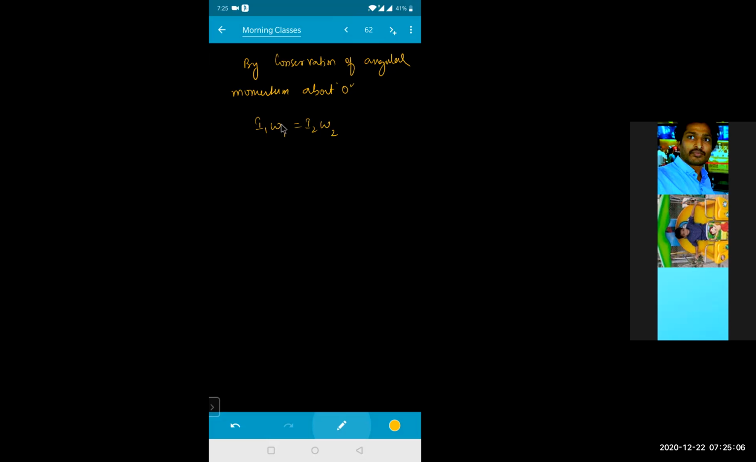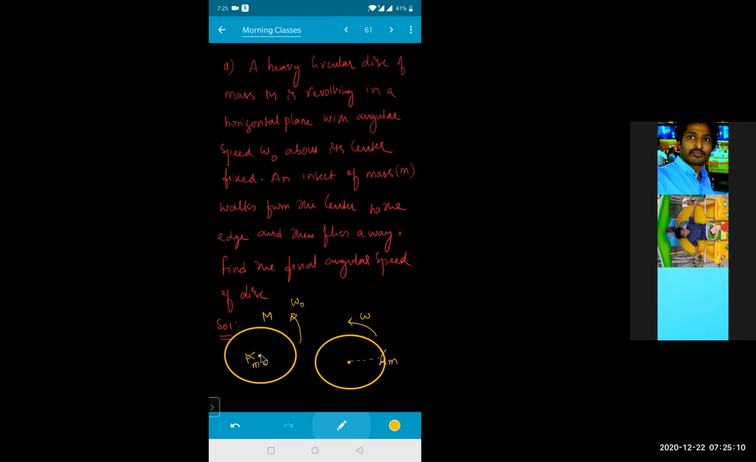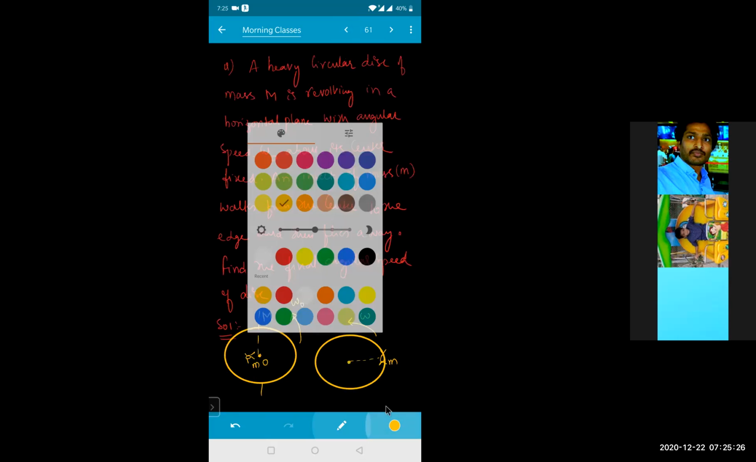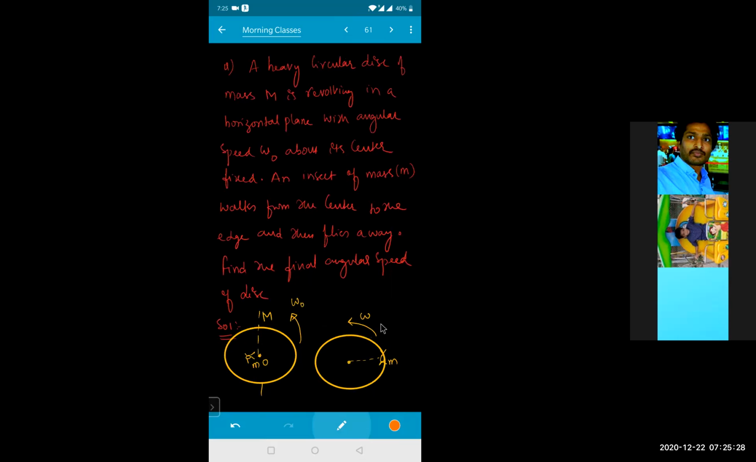Be careful here. What is the moment of inertia of the disk when the mass is exactly at the center? Moment of inertia about the center and perpendicular to the plane is M r square divided by 2. The initial angular velocity is omega naught. I2 will be equal to how much right now? The moment of inertia of this one is about an axis somewhere here, not the center.